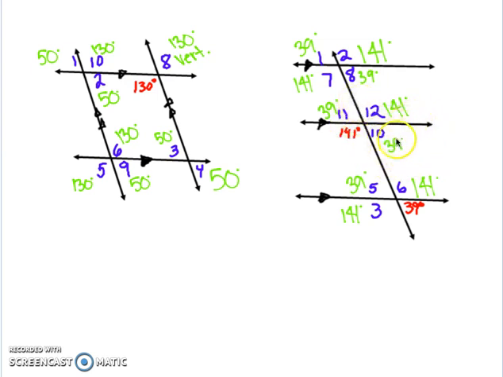This angle 39 and angle 10 would be considered corresponding, and corresponding angles are congruent. So if this is 39, then angle 10 right here, which is 39, and angle 5 down here would also have to be 39. Those two would both be 39, and they're considered alternate exterior angles.